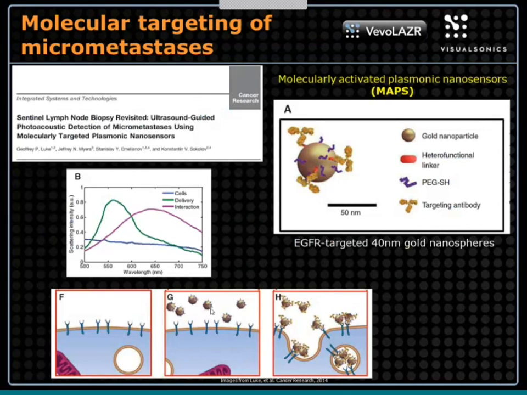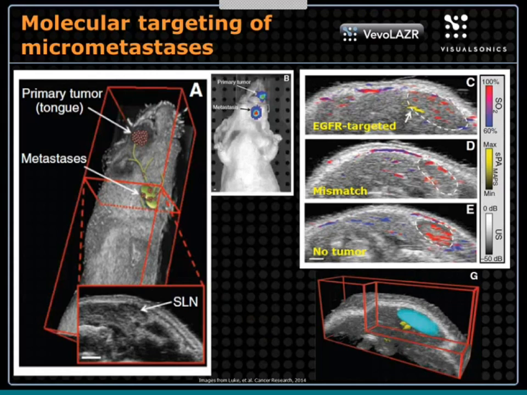But I want to point out some work that was done using their materials, which was published in Cancer Research, I believe last year, from Stanislav Emelianov's group. They took these particles and functionalized them so that the targeted particles will go inside the cells and will have a different photoacoustic signal than particles which are just floating around outside of cells. These are EGFR targeted, so they're targeted to these cancer cells, and they developed this metastasis model where they had a primary tumor in the tongue.